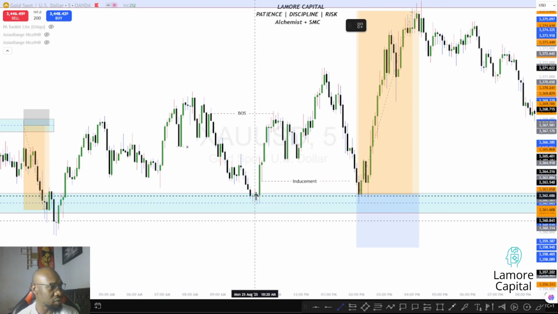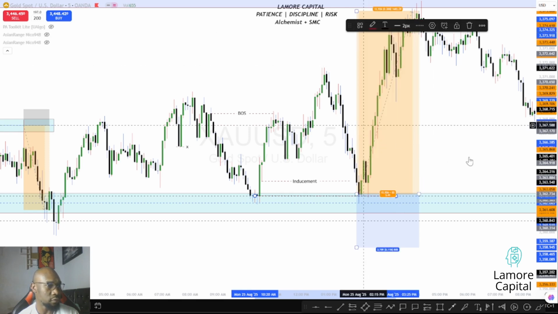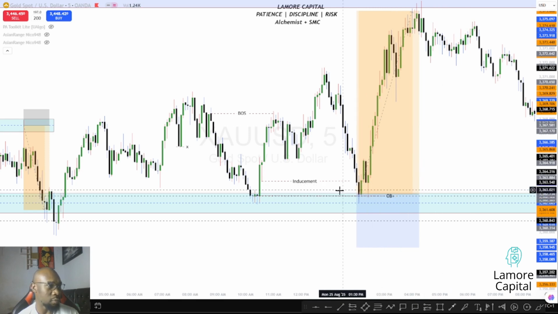Now, when I'm marking this order block, I will mark from the bottom here. Can you see? This is my clear order block here, and I'll put it as my order block positive. Yes, this is my clear order block. So now, after all these rules, what else am I looking for again?